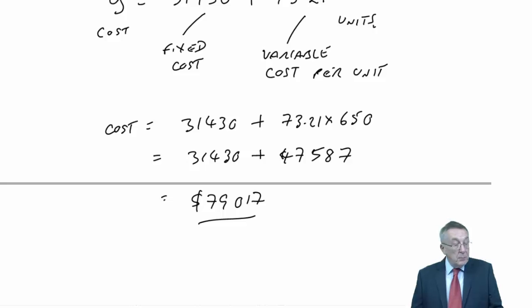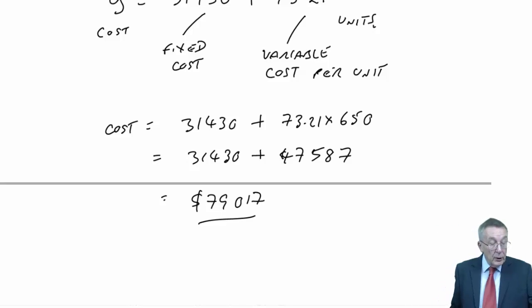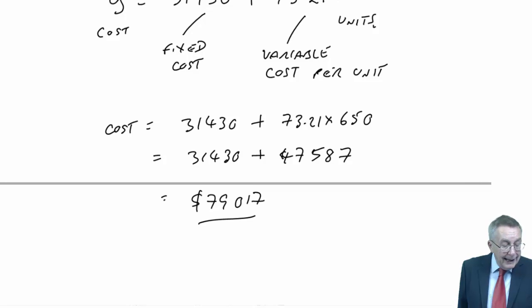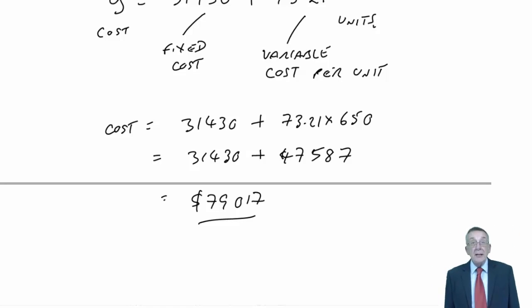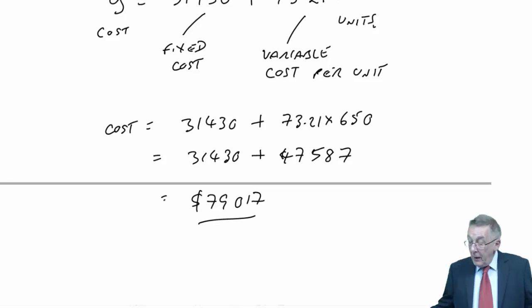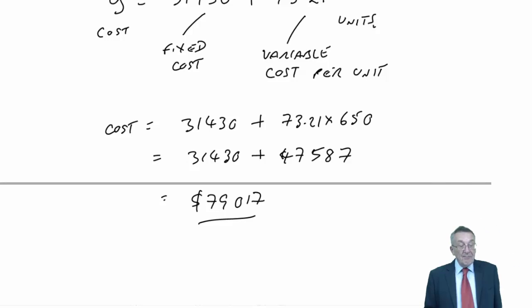And is that reasonable? If you look at the original table, 600 actually cost 70,000. 700 cost 85,000. Well, for 650, it is somewhere in between. It doesn't prove it's correct, but it is somewhere in between. It does look reasonable. So there we are, beautiful.